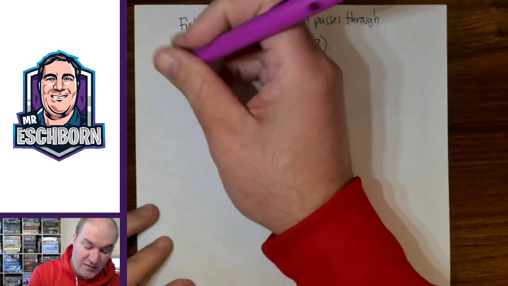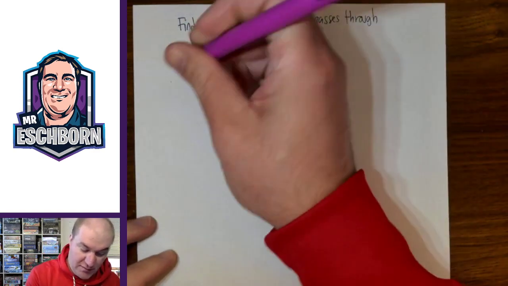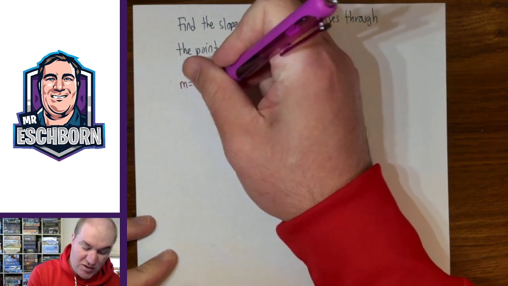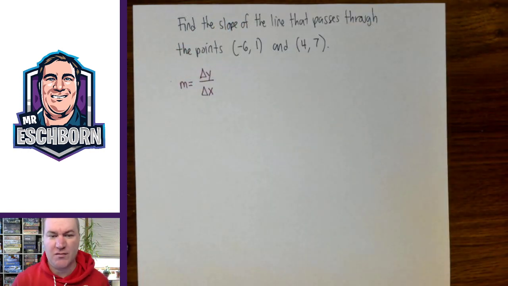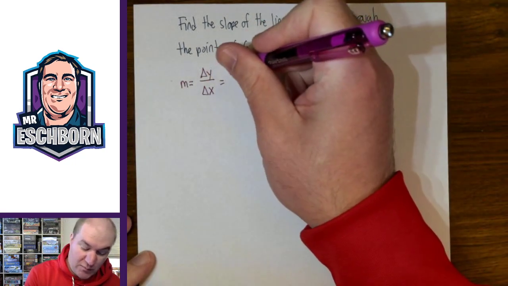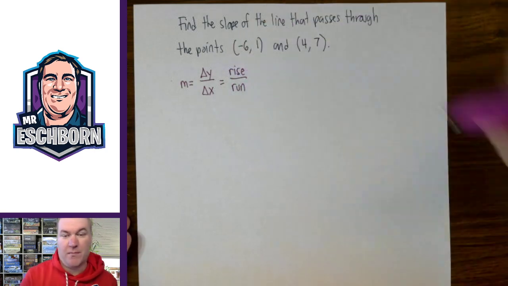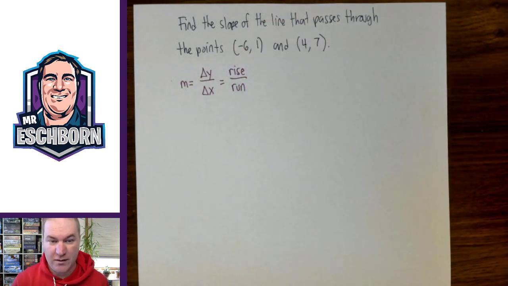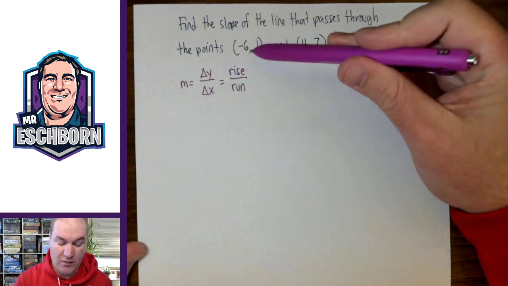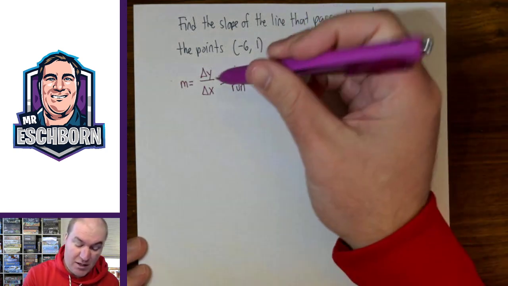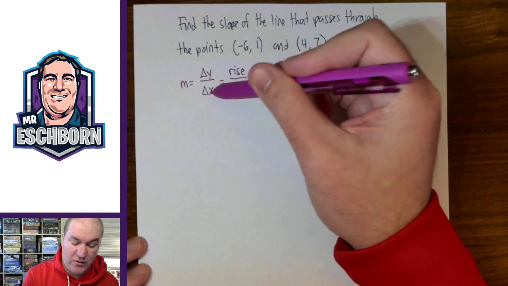The formula to find slope that we know is m equals change in y over change in x. Now this formula also can be written as rise over run. This formula is much more helpful if we have a graph. And since we don't have a graph, we're going to have to maybe simplify that formula or expand it a little bit.